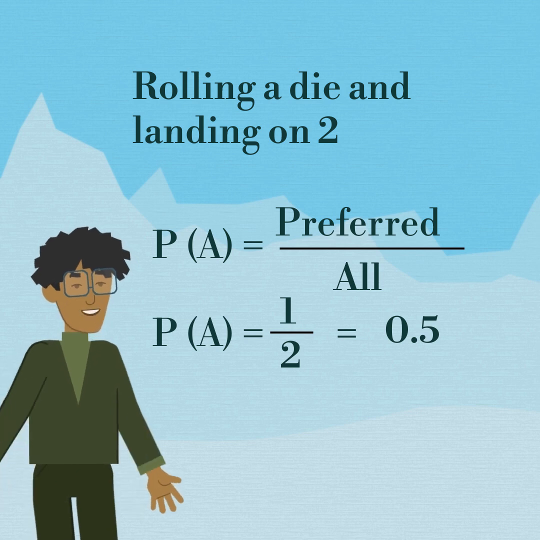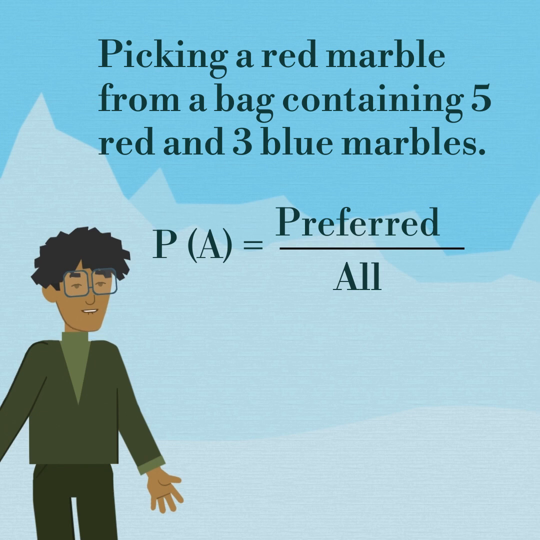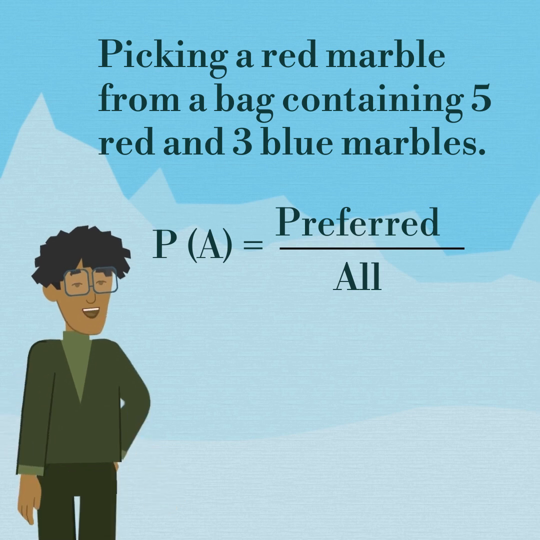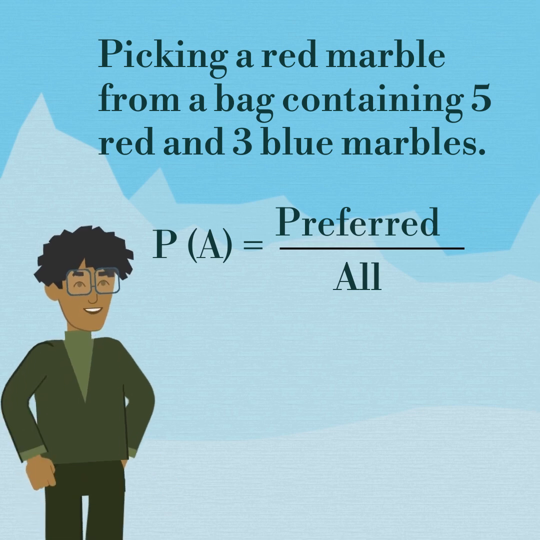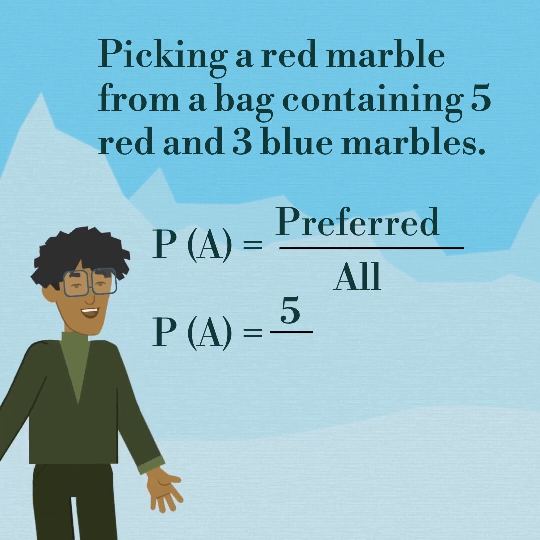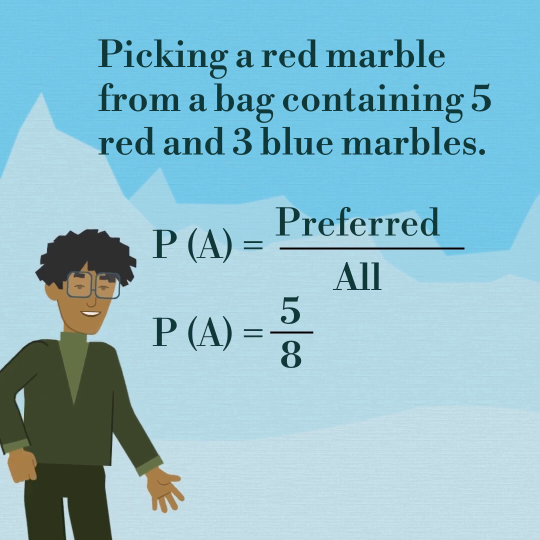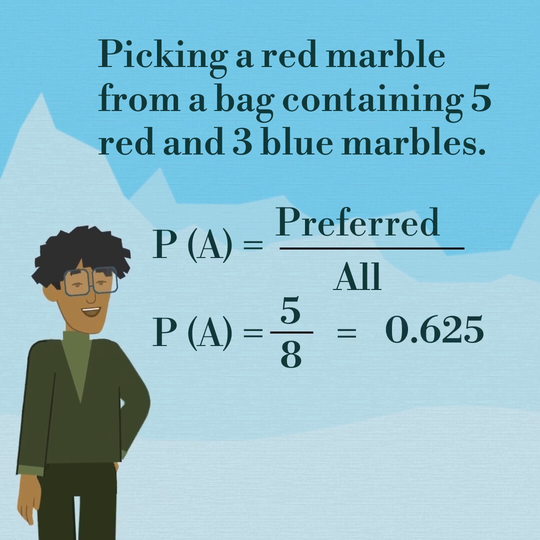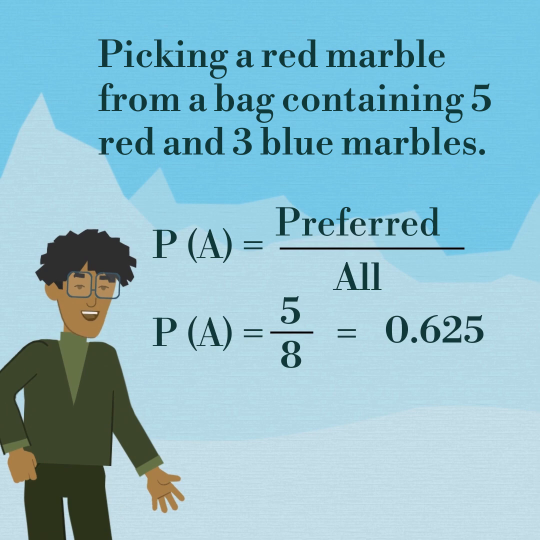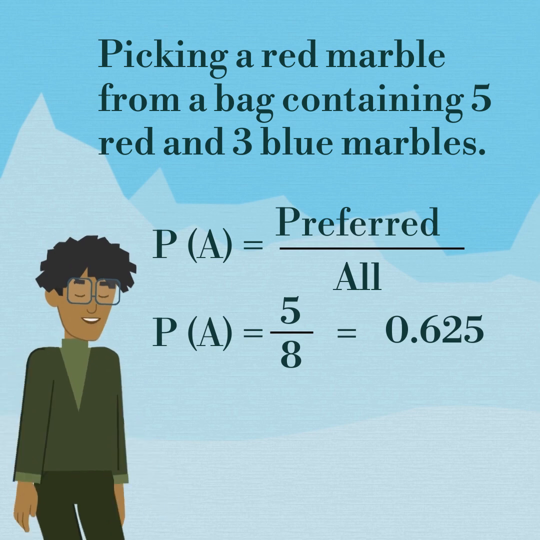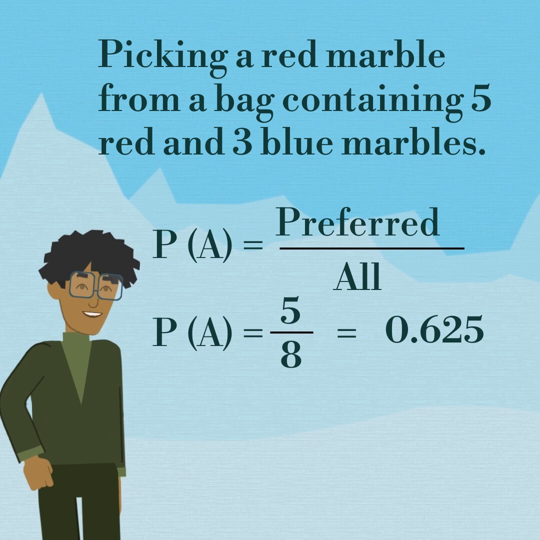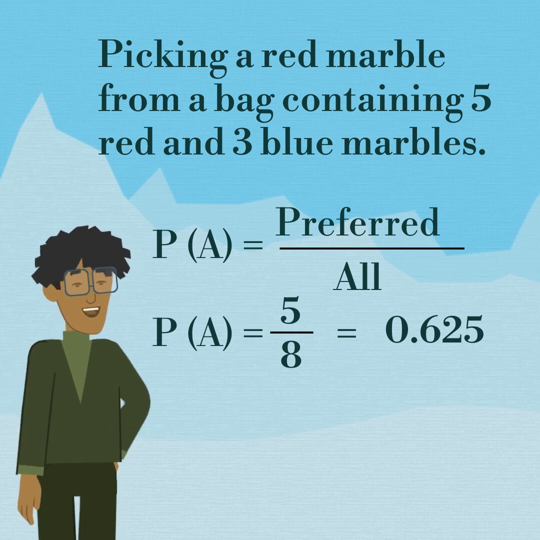Now for our marble adventure. Imagine we're picking a red marble from a bag containing 5 red and 3 blue marbles. Our preferred outcomes here, that's the 5 red marbles. And our sample space, all the marbles in the bag, that's 5 plus 3 equals 8 marbles in total. So the probability looks like this. P(A) equals 5 over 8, which is equal to 0.625. That's a pretty good chance of getting red.